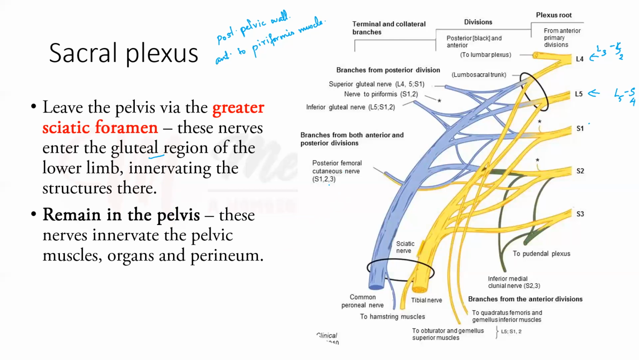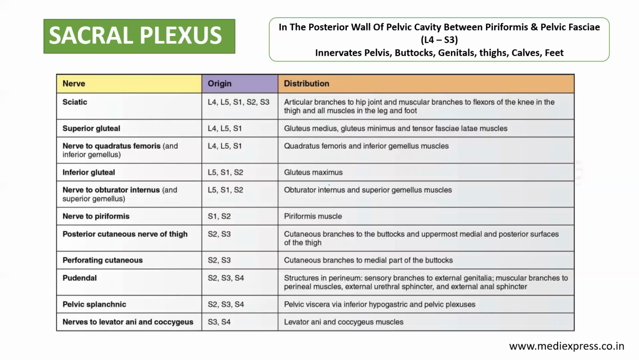Now we'll deal with the branches. This one we already said, it lies between the piriformis muscle and the pelvic fascia, and it is located in the posterior wall of the pelvic cavity. It innervates the pelvis, the buttocks, the genitals, the thighs, calves, and feet. Now coming to the branches of sacral plexus, we'll deal with sciatic a little bit later. We'll first deal with the other branches.